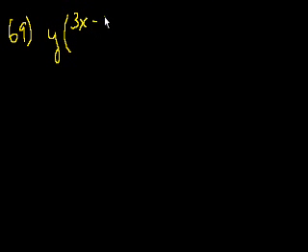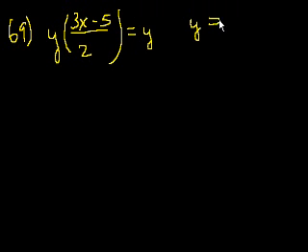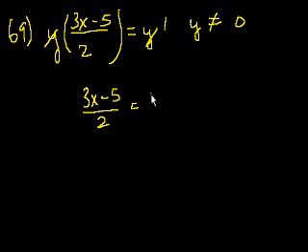Problem 69. If y times 3x minus 5 over 2 is equal to y, and y does not equal 0, then x is equal to what? Well, the simplest thing, since y doesn't equal 0, we can divide both sides of this equation by y. You divide both sides by y, y divided by y is 1, y divided by y is 1. So then we're left with 3x minus 5 over 2 is equal to 1.